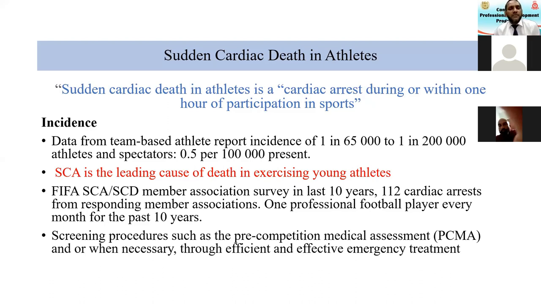If you look at the incidence data, it is 1 in 65,000 to 1 in 2,000 athletes and spectators, about 0.5 to 1.5 per 100,000. It's a leading cause of death in exercising young athletes, obviously. The FIFA member association did a survey in the last 10 years and found that one professional football player every month for the last 10 years is dying of sudden cardiac death.